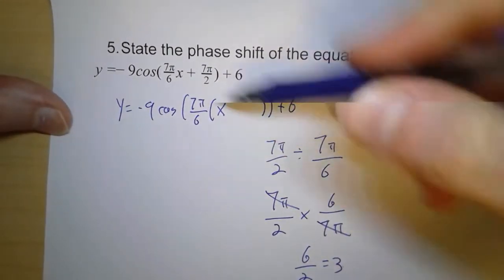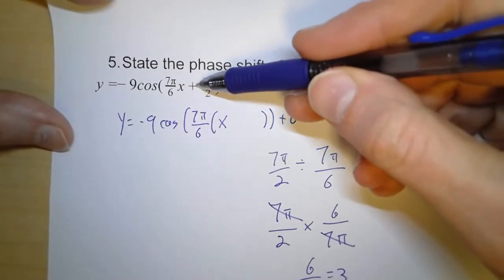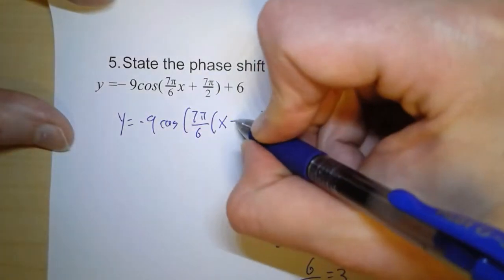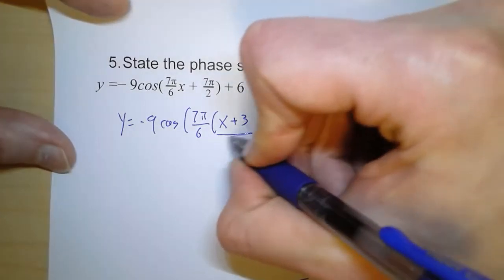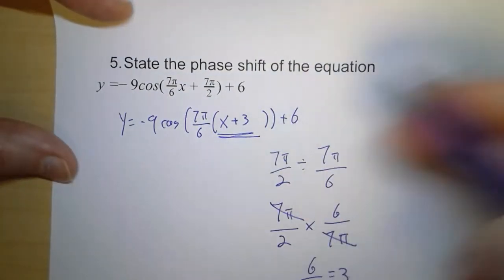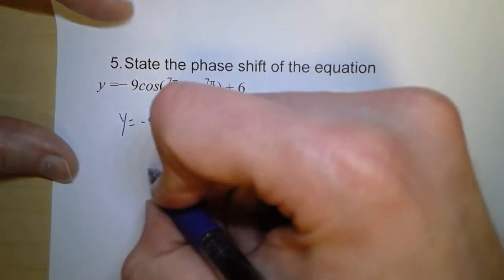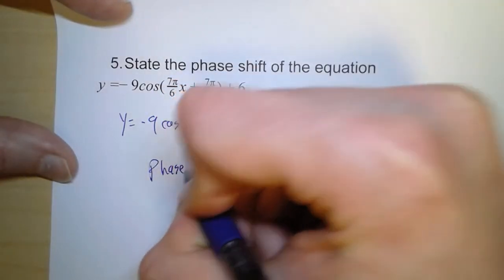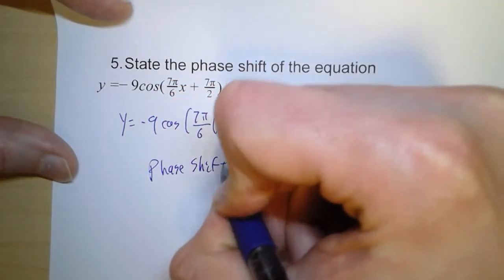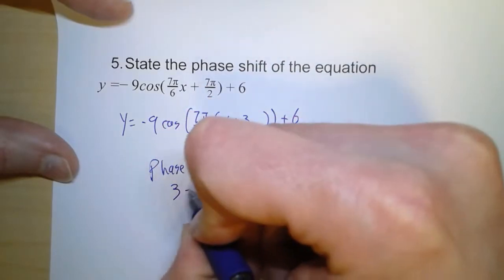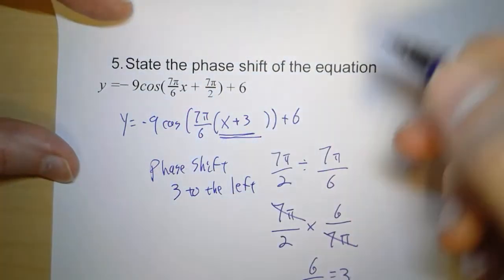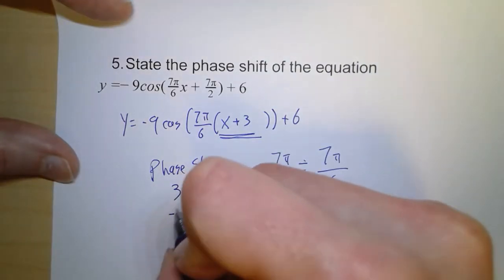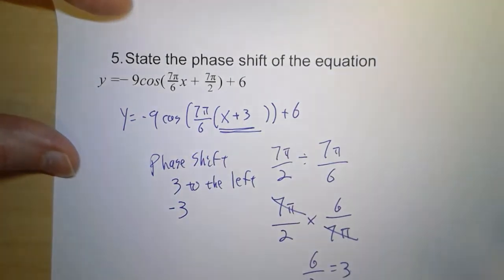Now keep in mind that what we factored out had a plus sign. So that means this is x, I'm going to keep it as x plus 3. So looking at that, once we factor out the 7 pi over 6, this means that our phase shift is going to be 3 to the left. Or, if you do it without the direction, it's just -3.